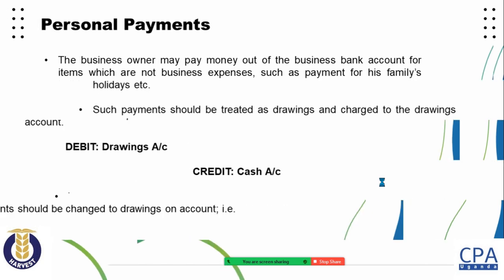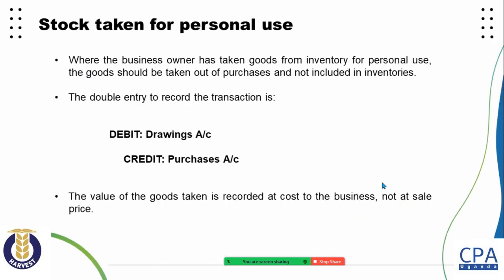Now, I need to highlight at this stage that drawings can be made in cash and in kind, like in the case of stock being taken for personal use. Where the business owner has taken goods from inventory for personal use, those goods should be taken out of the purchases and not included in our inventories.